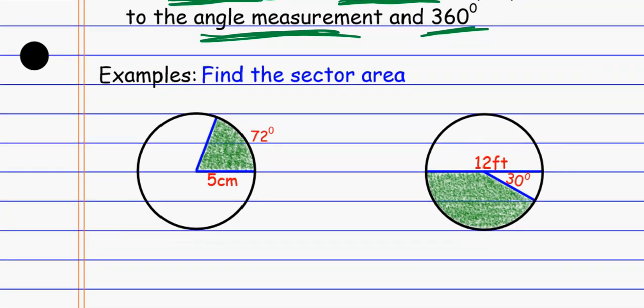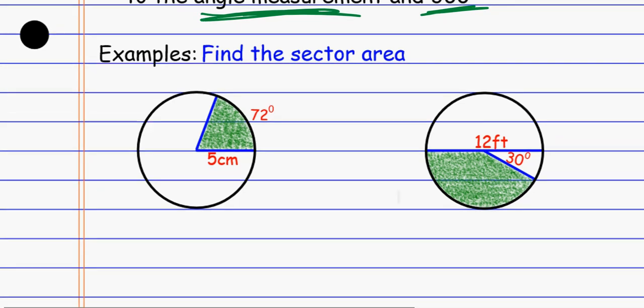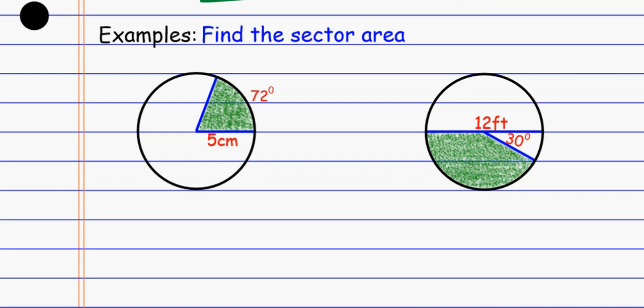For example, if I look at this one, it says find the sector area. Once again, there are two ways that we can do this. I can do it as just a fraction of the whole thing, or I could set up a proportion. Let's start with a fraction. This is going to be a fraction of the entire area, so let's find the area. The area of the entire circle is pi r squared. As I simplify that, that's 25 pi. Once again, I'm just going to use 3.14 on my calculator here. So you get 78.5 square centimeters.